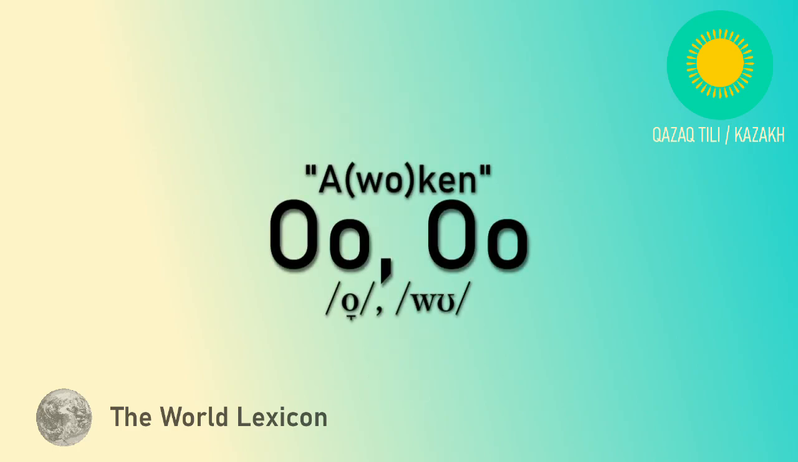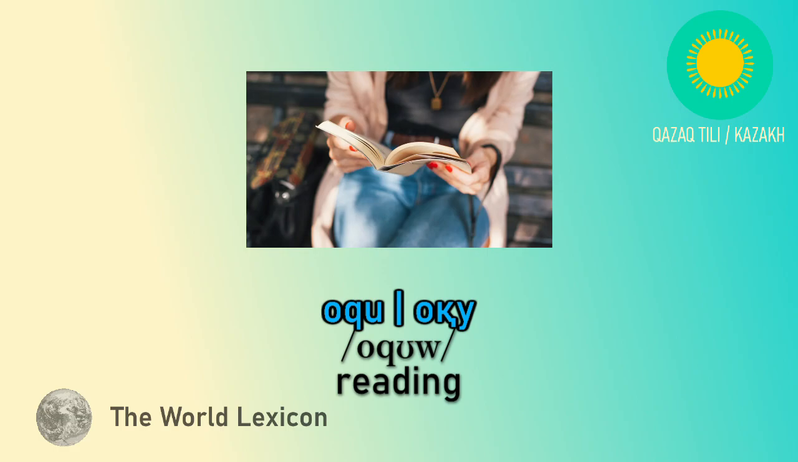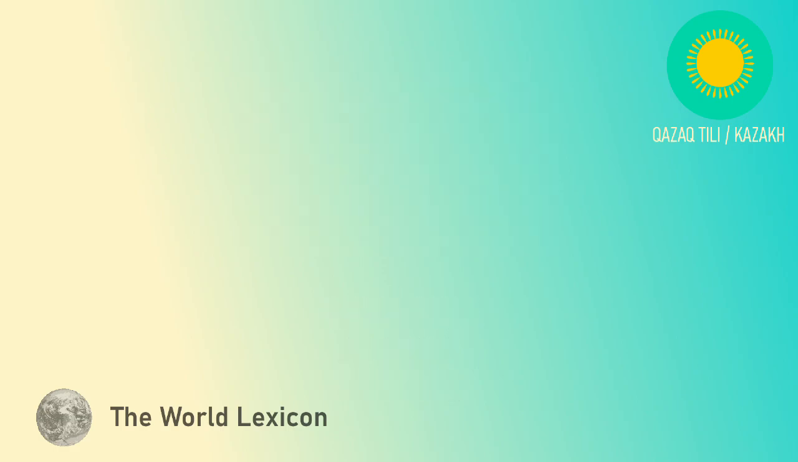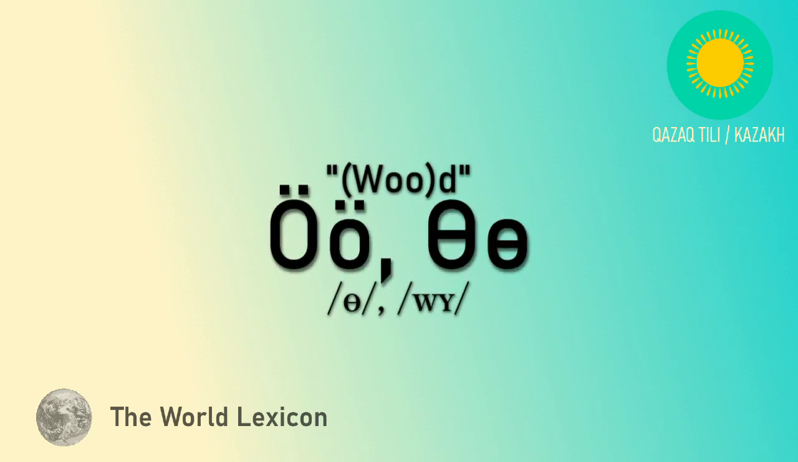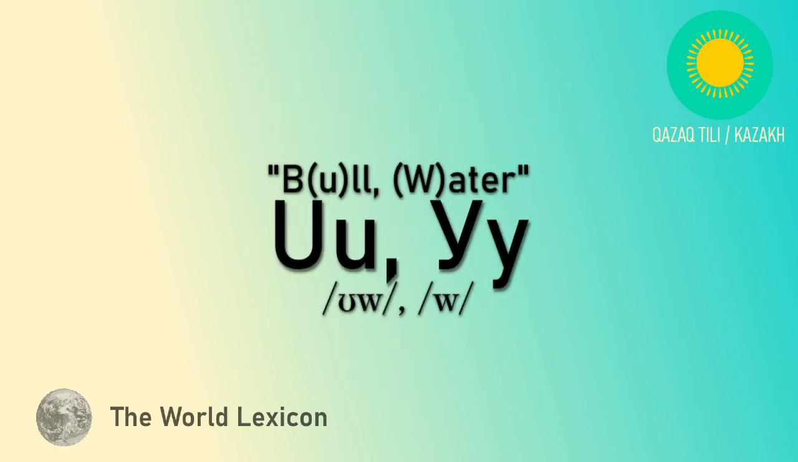This is wo. It's kind of like the letter O in gross, but with W at the beginning. Though it can also be voiced without the W sound. Oku. This letter is w. Very similar to the previous letter, it's like the double O's in good, but sometimes voiced with a W sound at the beginning. Usindik. This letter is U. It can either be like the U in bowl, or like the W in water. Vakit.